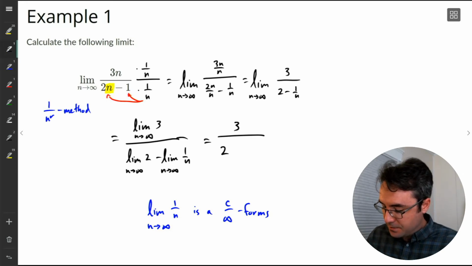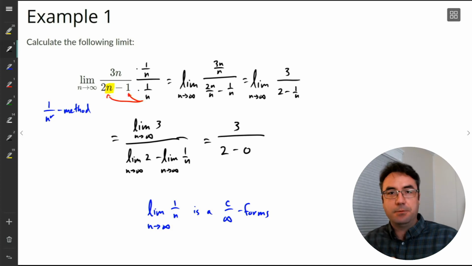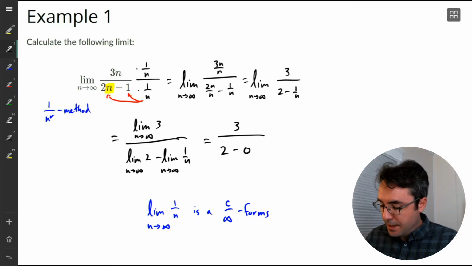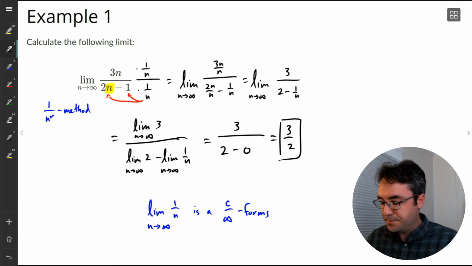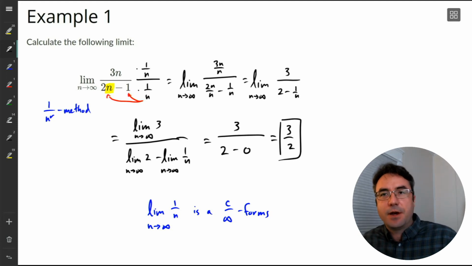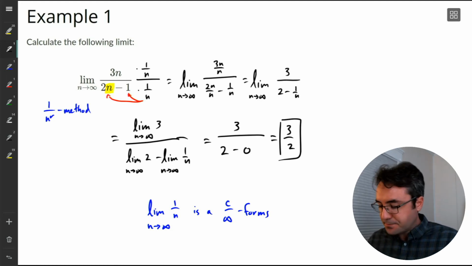And so that's what we get here. We get minus 0. So the limit of 1 over n as n goes to infinity, it's one of our c over infinity forms, so it goes to 0. And then we just clean this up, and we see that the limit is 3/2. So just getting a little practice using our limit laws here, but this is a very similar thing we would have done back in Calc 1 when we looked at the limit at infinity for a real variable function.